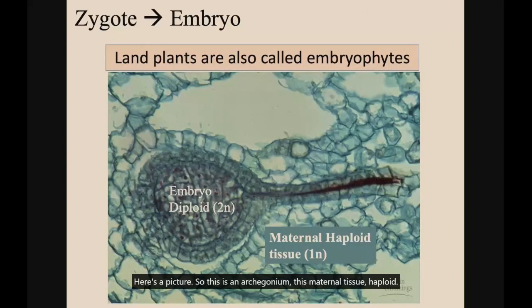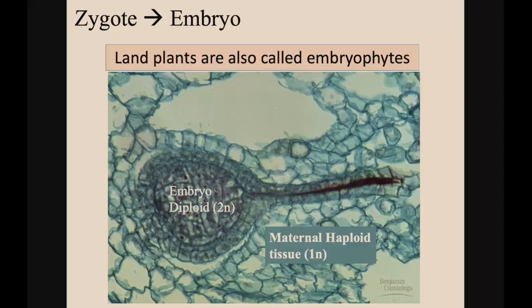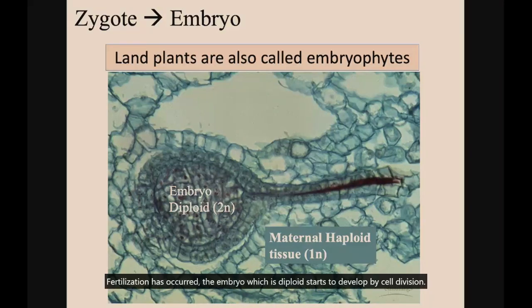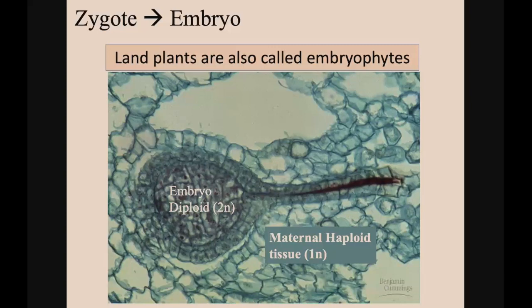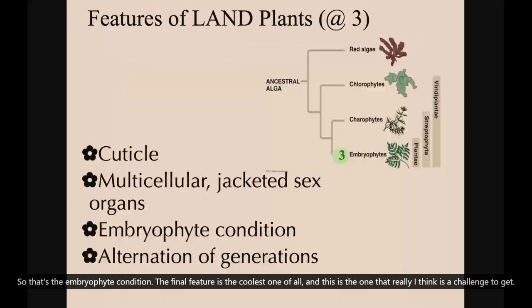Here's a picture. So this is an archegonium, this maternal tissue, haploid. Fertilization has occurred. The embryo, which is diploid, starts to develop by cell division. So that's the embryophyte condition.